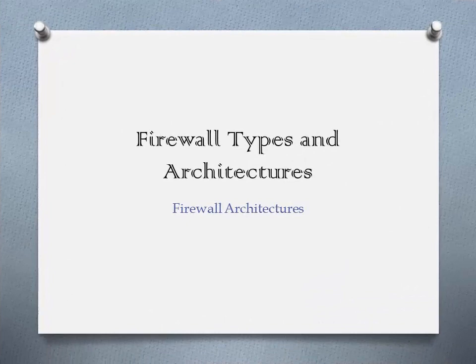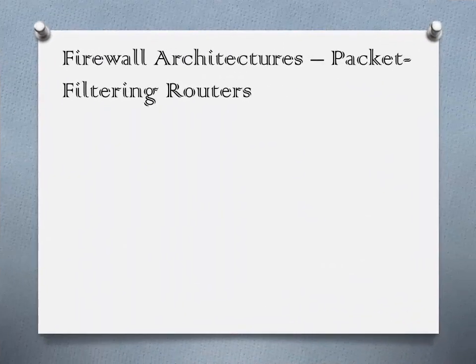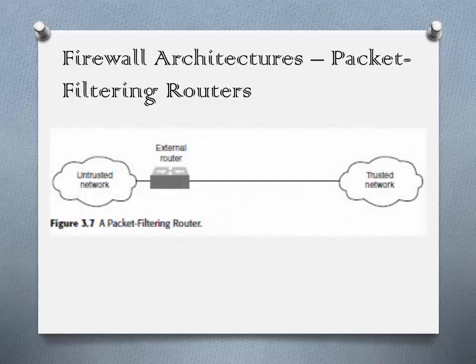Now we move on to firewall architectures, and here we have packet filtering routers. This is the most common and oldest firewall device in use. A packet filtering router sits between the private, trusted network and the untrusted network or network segment, and is sometimes used as a boundary router. A packet filtering router uses access control lists.